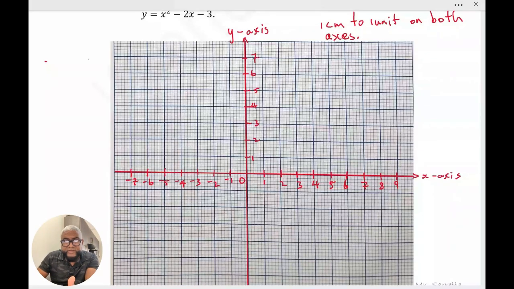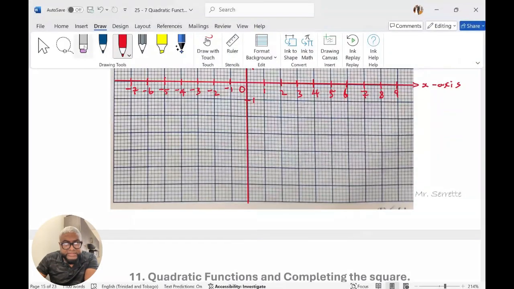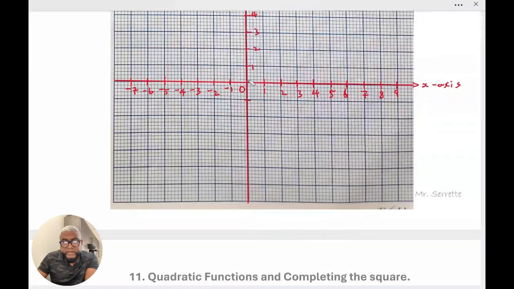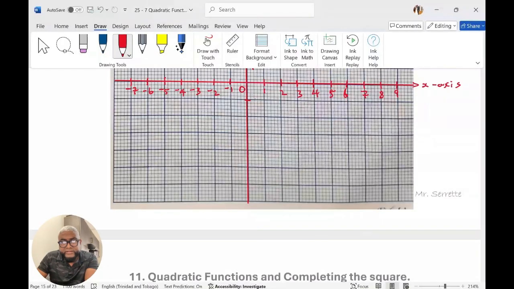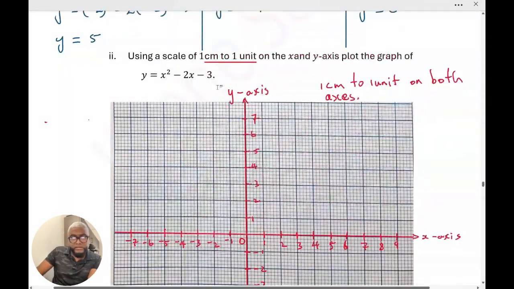6, 7, right? Going down would be my negatives, right? -1, -2, -3, -4, -5, -6. Everybody good here?